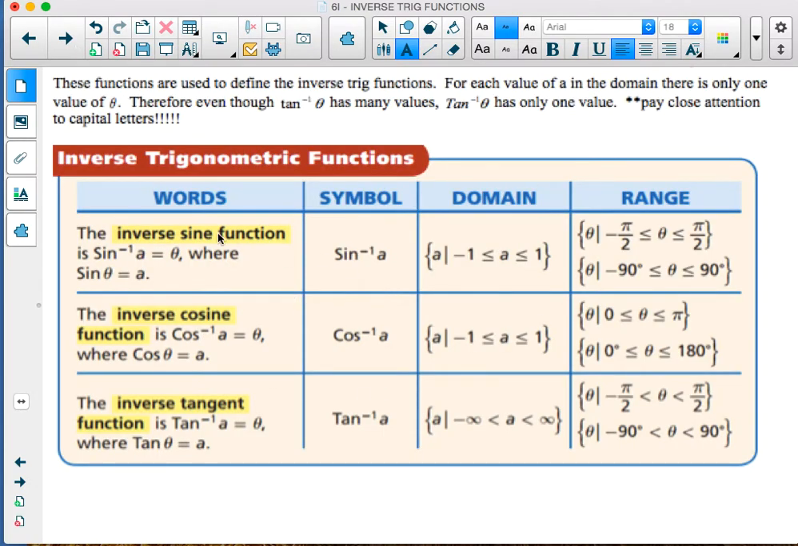So here we have a chart that lays it all out for you, and it says the inverse sine function, capital S, inverse sine, where the sine of an angle equals a value. So if we take the inverse sine of that value, we can only get back values for the angle between negative pi over 2 and positive pi over 2, and so on.